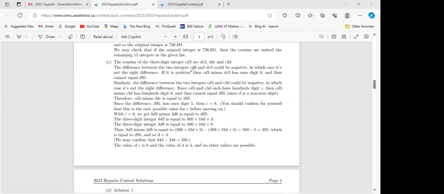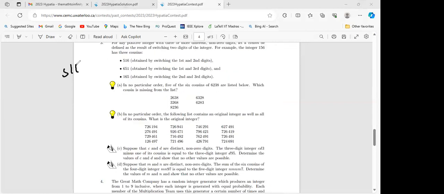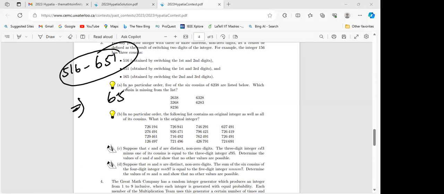The difference between the two integers, CD3 and DC3, could be negative. Let's try, like 516 minus 651. Oh yeah, it would be negative. 651 is obviously greater than 516. So when you subtract, it could be negative. Do you follow? Yeah.